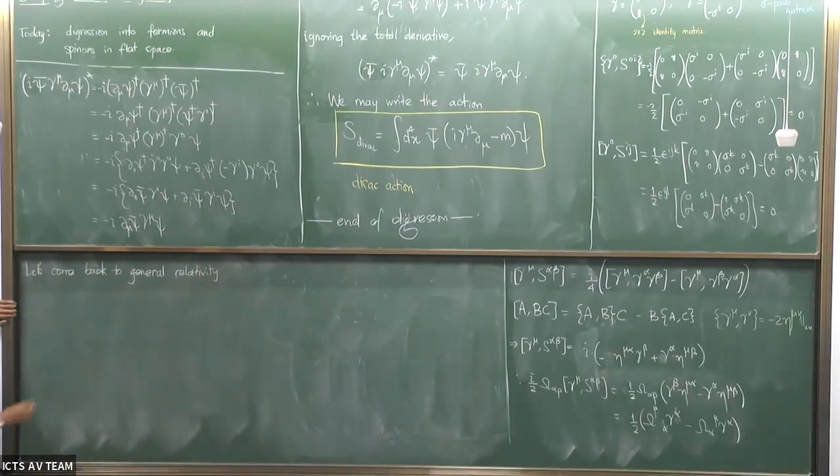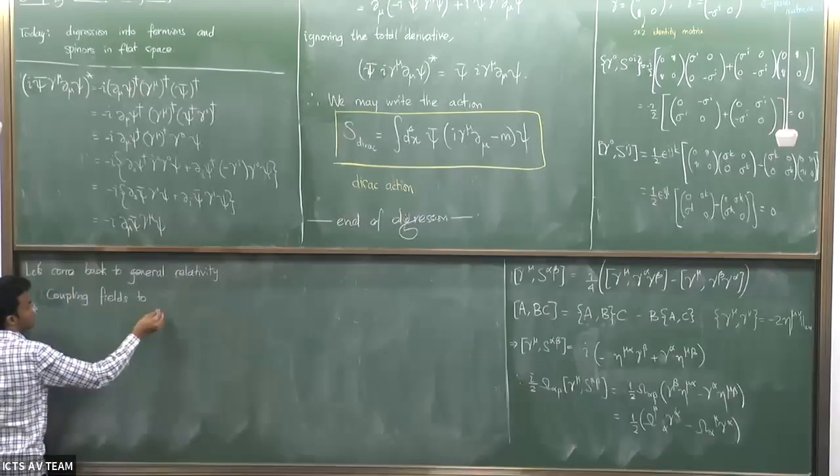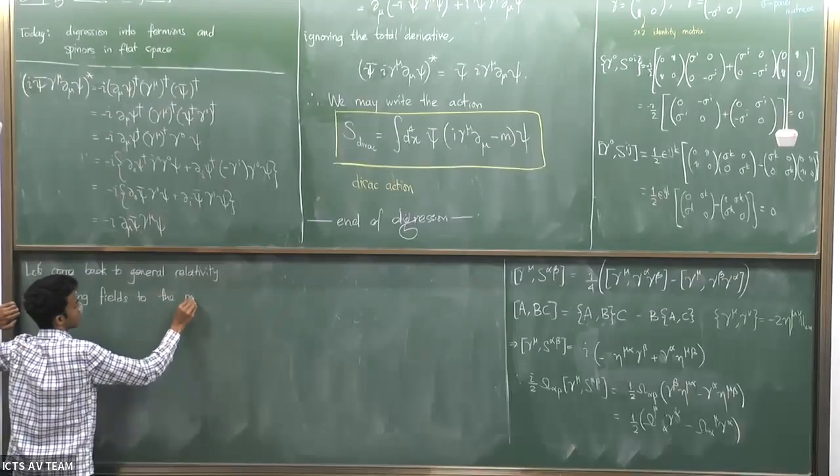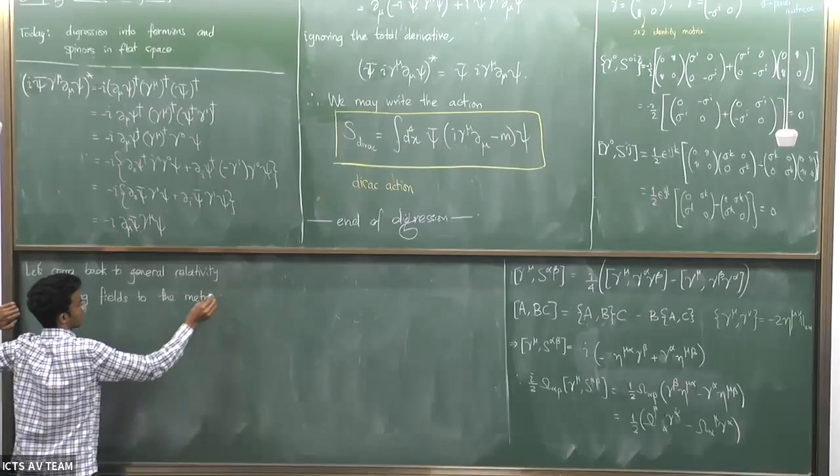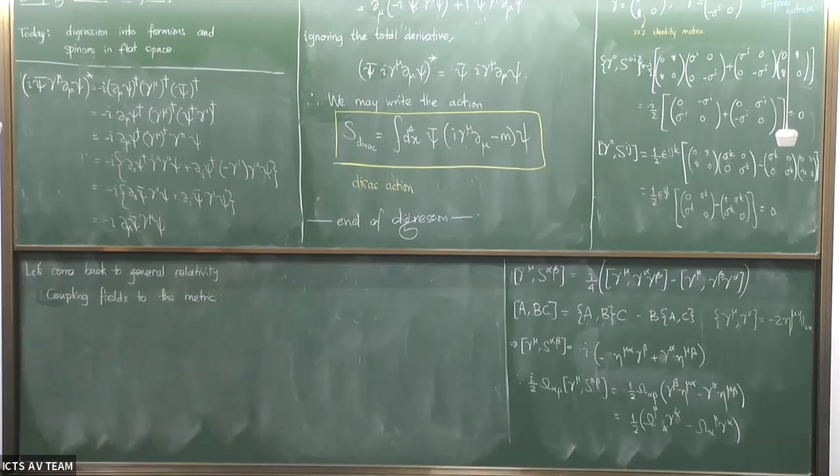How do you couple fields to the metric? Coupling fields to the metric. Let's do a quick revision of that. I'm not going to start anything very new today. I'm just going to give you an introduction to the next class, and in the next class we do all the new things. So how do you couple fields to the metric?